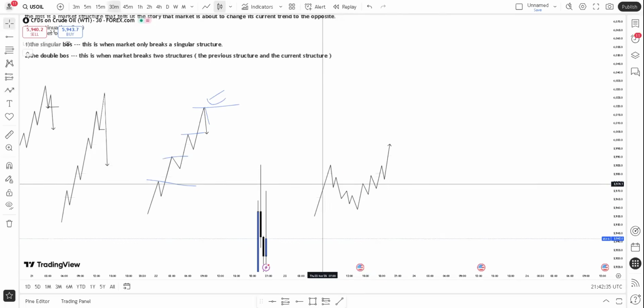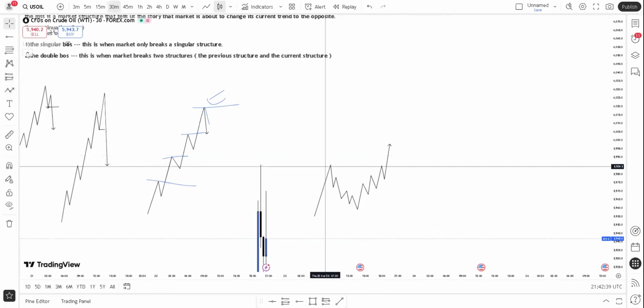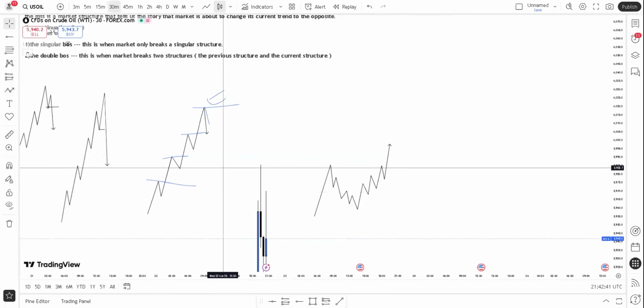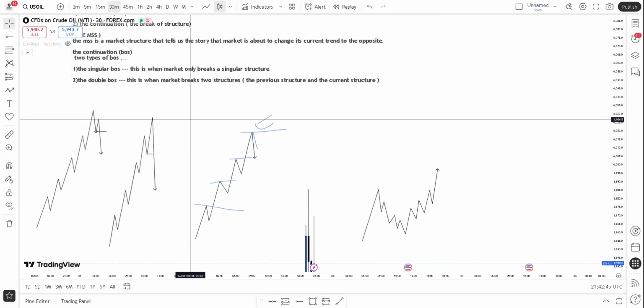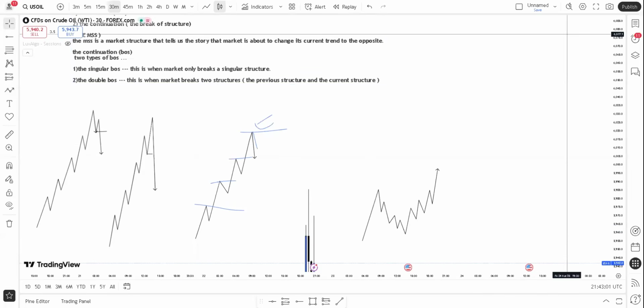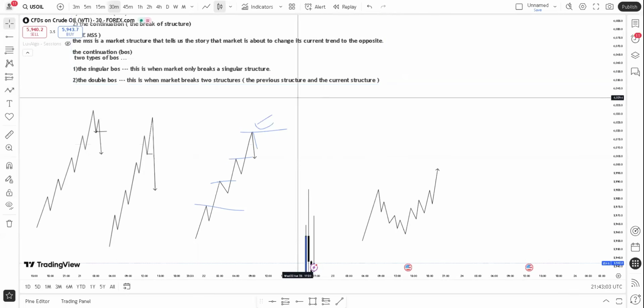Do you know what just happened here? Now, from the explanation I gave you guys, what is the WBS? Everybody, please read. Double break of structure. This is when the market breaks through structure, the previous and the current structure. Good. This is when market breaks two structures, right? The previous and the what?